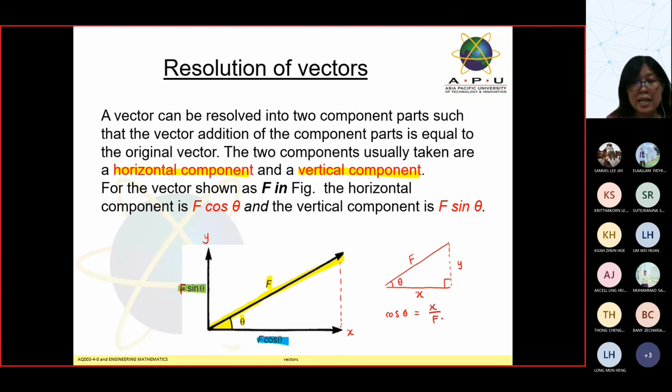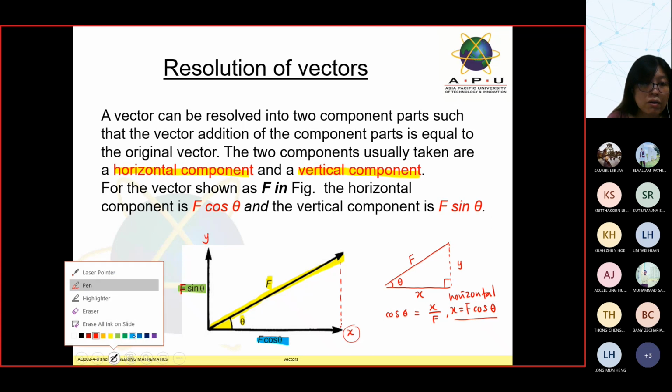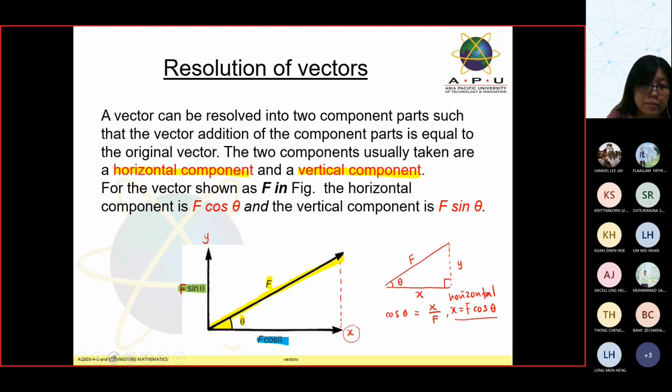So if this is x over f, then what is the x? X will be equal to f cos theta. And what I'm getting here is x, which is referring to the horizontal component. Okay, horizontal component, so x equals f cos theta.